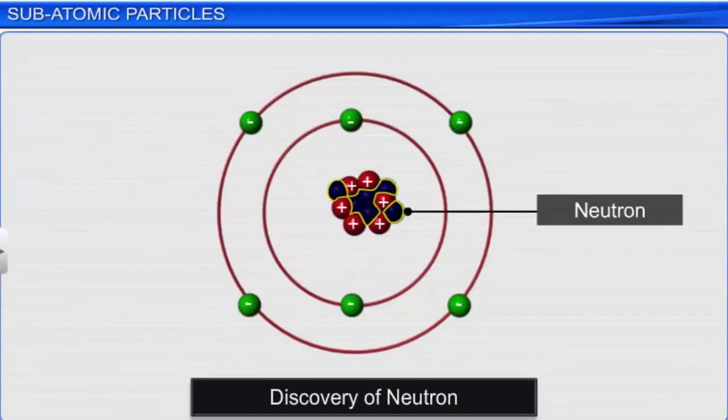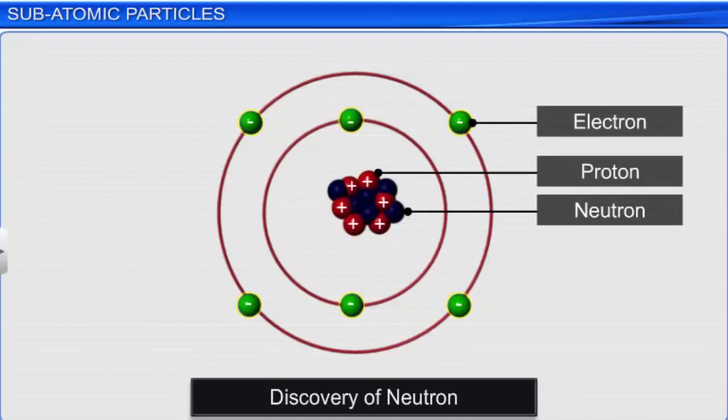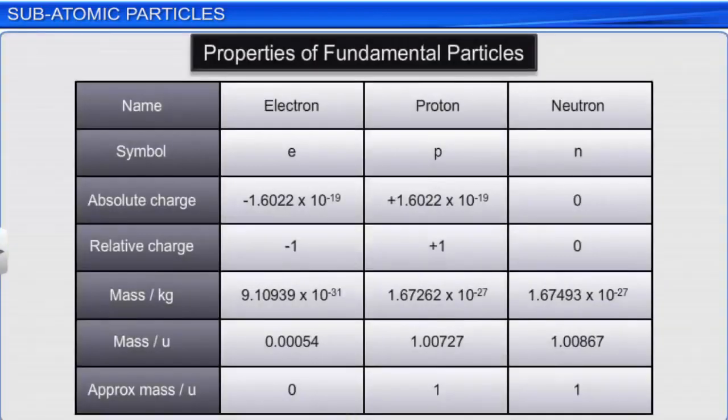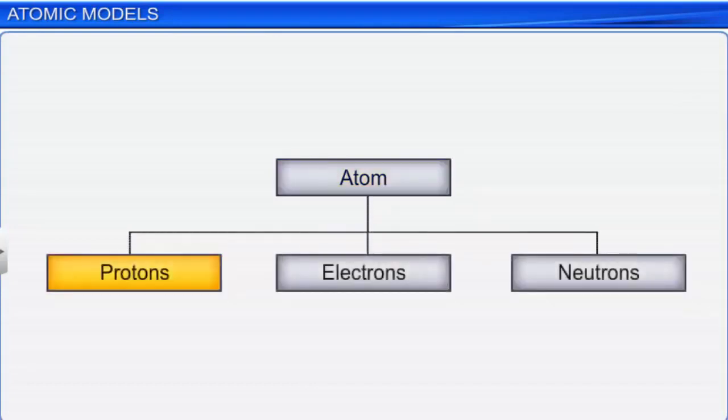After all the subatomic particles were discovered, it was concluded that an atom is made up of protons or positively charged particles, electrons or negatively charged particles, and neutrons that are neutral particles. The table here summarizes the properties of these fundamental particles. Through various experiments, it was established that an atom consists of subatomic particles such as protons, electrons, and neutrons.